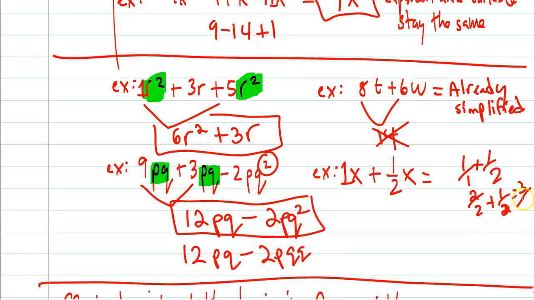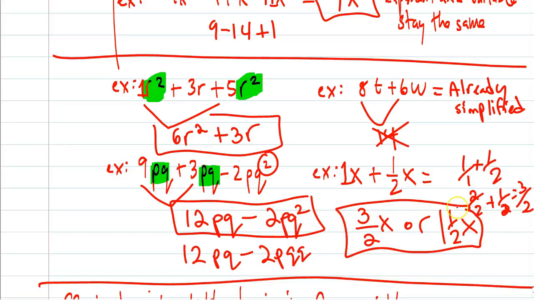is 3 over 2. So I would accept 3 over 2x, or if you divide the 2 in there, you could get 1 and 1/2 x. By the way, that should make sense, that 1x plus half an x gives us 1.5x. Do not change the exponent, just combine the coefficients.